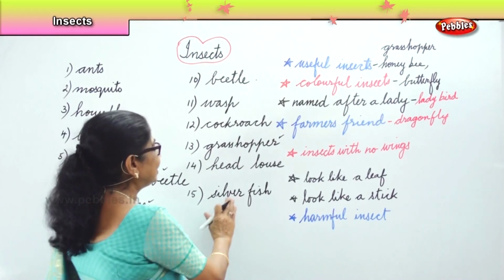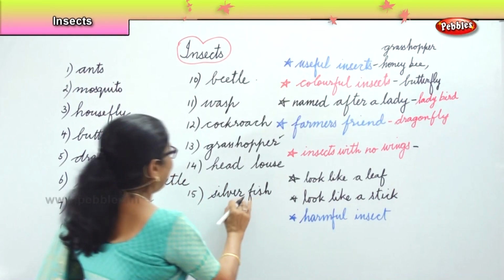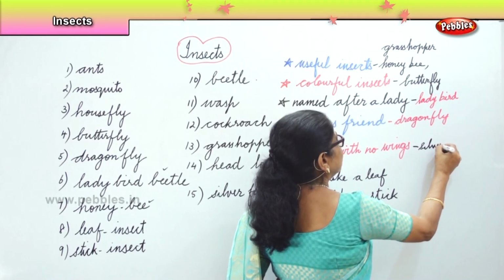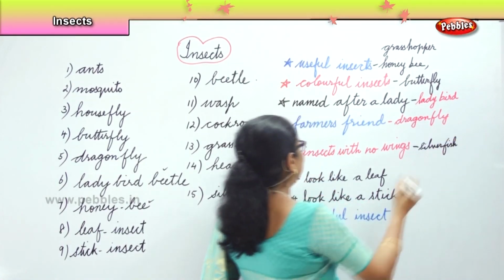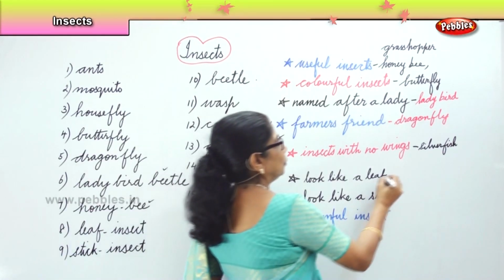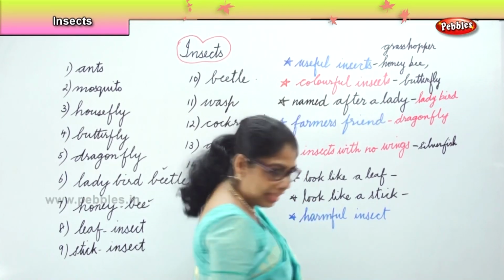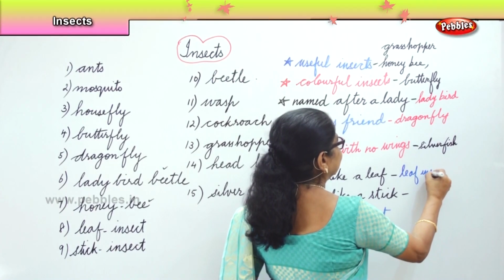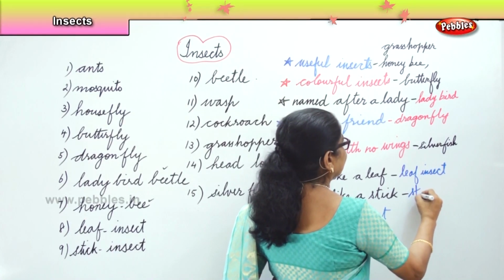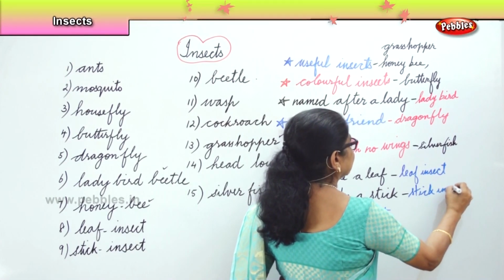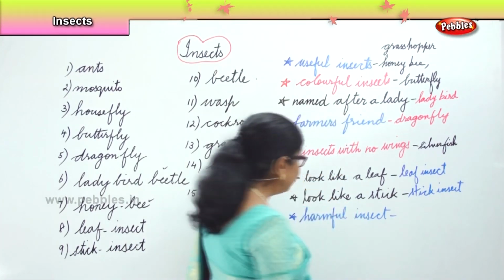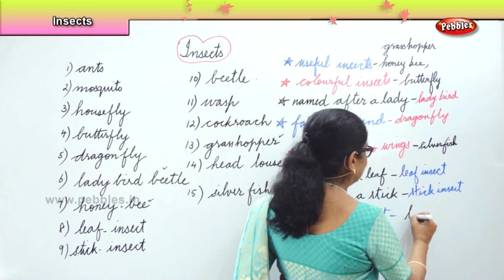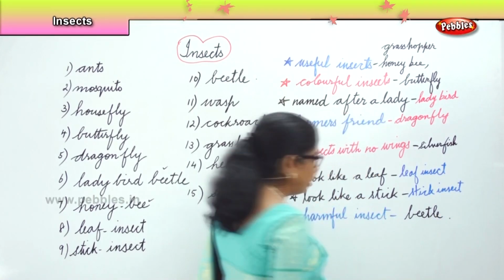Insect with no wings. The silverfish. The silverfish and the head louse both have no wings. Anyway, we'll write silverfish. That destroys your book. Look like a leaf. Whatever the shape of the leaf, and it is called the leaf insect and stick insect. And finally, we have the harmful insect. Who is the harmful one here? Yeah, definitely beetle. Beetle is a harmful insect.